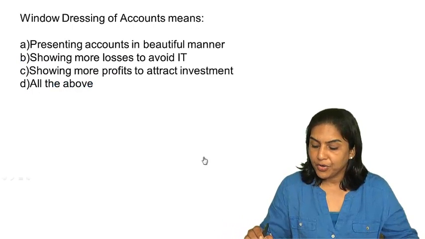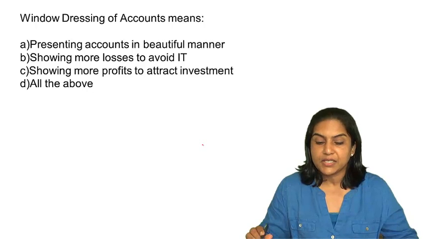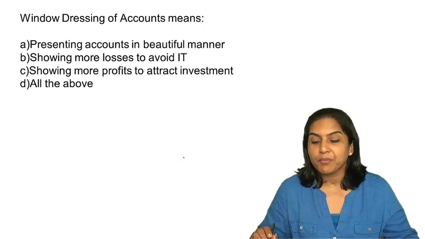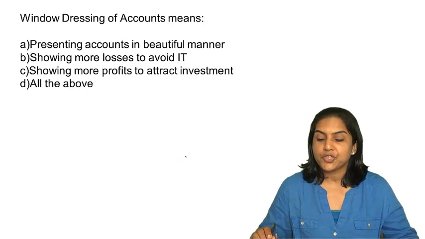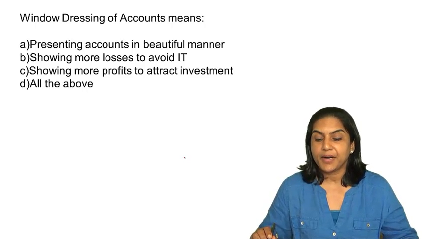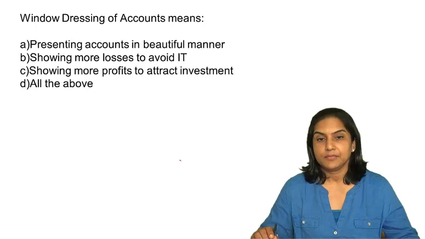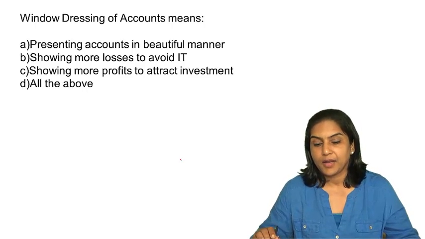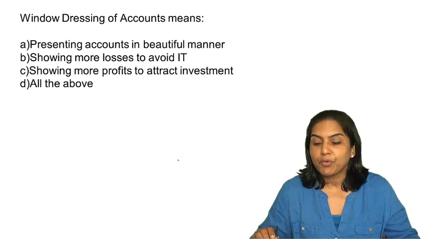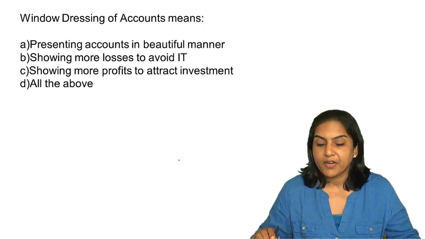Next, window dressing of accounts means A, presenting accounts in a beautiful manner. B, showing more losses to avoid income tax. C, showing more profits to attract investment. And D, all of the above. Window dressing actually refers to showing more profits to attract investment.